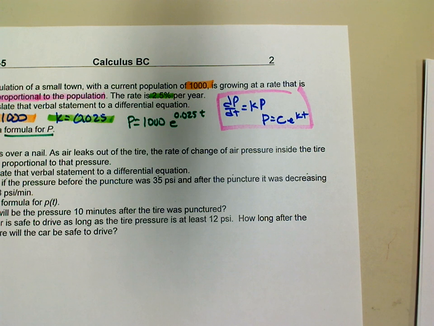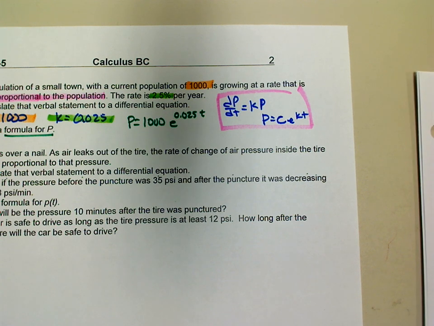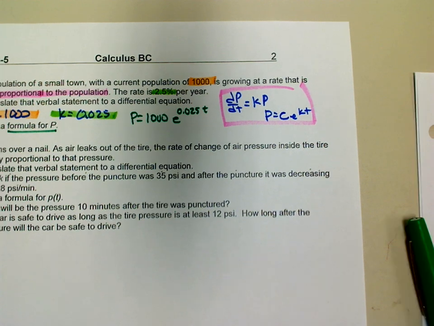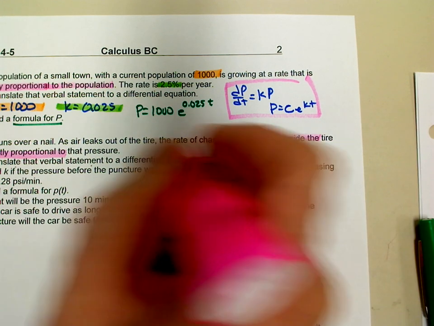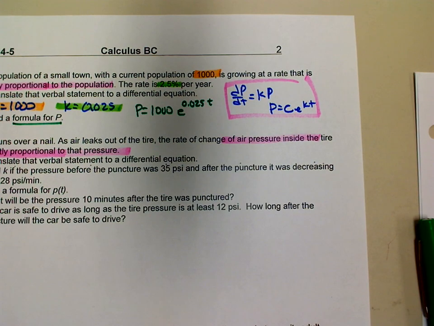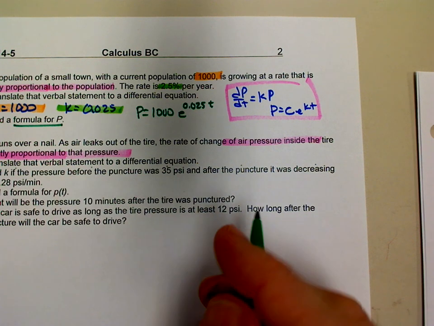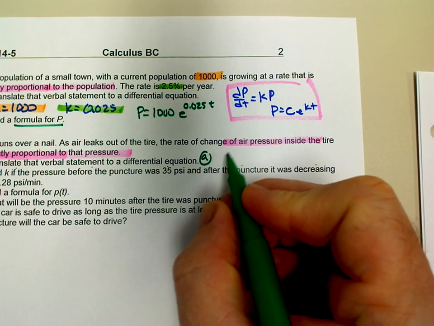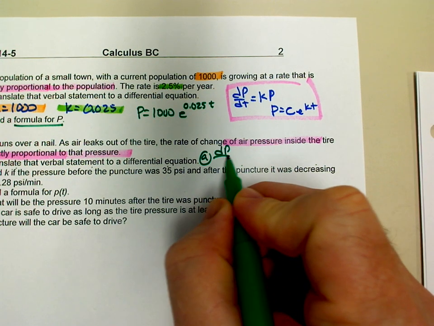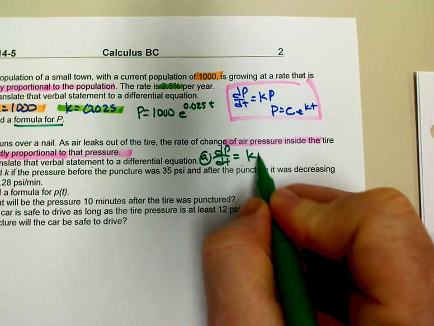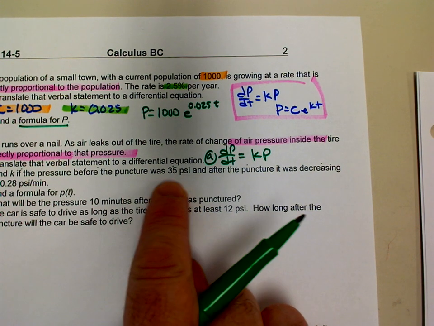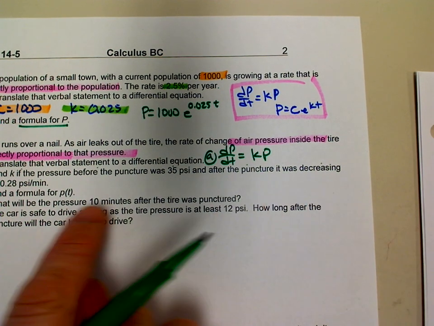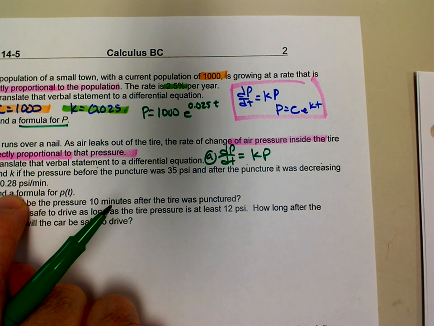Okay. Example 1, a car runs over a nail. As air leaks out of the tire, the rate of change of the air pressure inside the tire is directly proportional to the pressure. Okay? The rate of change of air pressure is directly proportional to the pressure. So if we translate that into a differential equation, this will be dP/dt equals k times P. Find K if the pressure before the puncture was 35 and after the puncture it's decreasing at this rate.